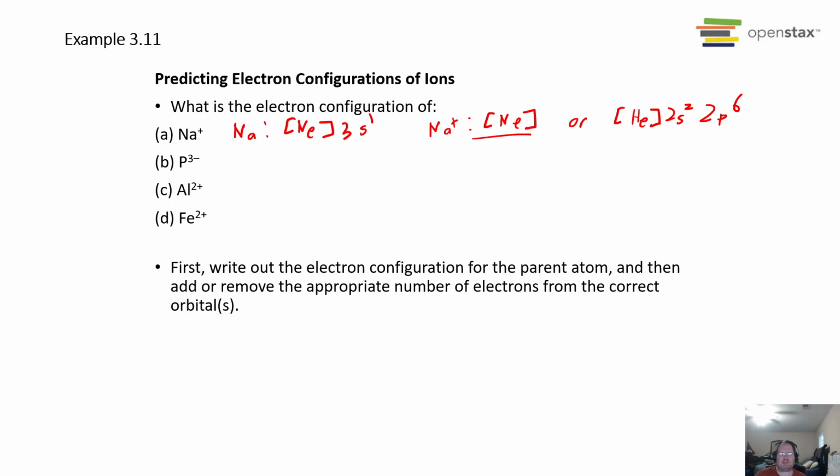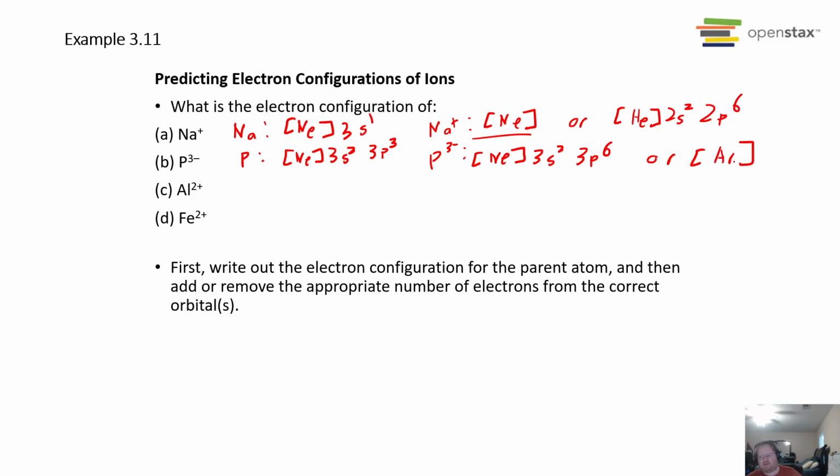Now, let's do one more for this. Let's do phosphorus, and then I want you to try a few. So phosphorus, in its atomic form, is going to be neon 3s2 3p3. So if it forms a 3- ion, it's going to gain 3. That will be neon 3s2 3p6. And even less likely, but you will see sometimes, you could also see it written as argon. That would also work. I'd be fine with either. So what I suggest now is that you pause for a second and try the next two.